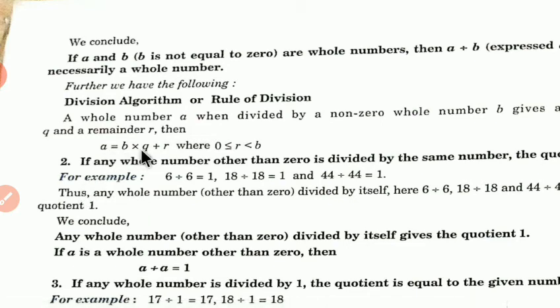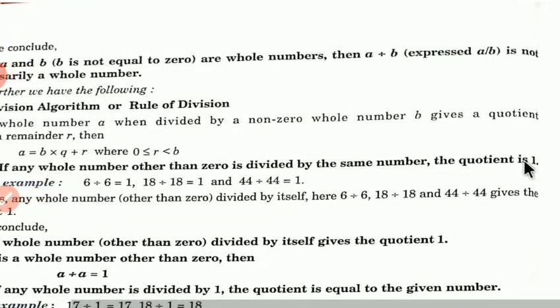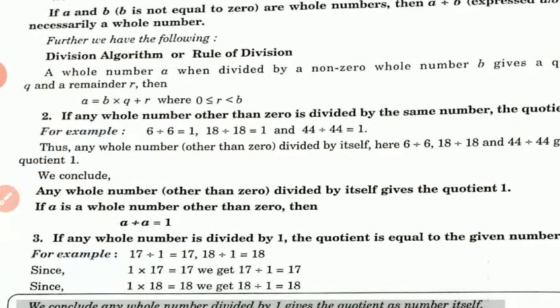Then second property: if any whole number other than 0 is divided by the same number, the quotient is 1. Here you can see 6 divided by 6. If you divide 6 by 6, you will get the answer 1. Or 18 divided by 18 is 1. If you divide any whole number by the same number, the quotient, or the answer, is always 1, other than 0.